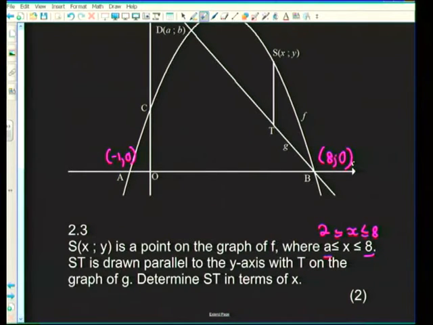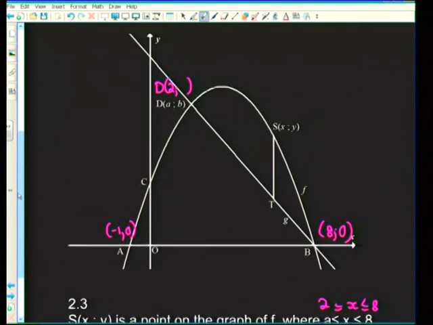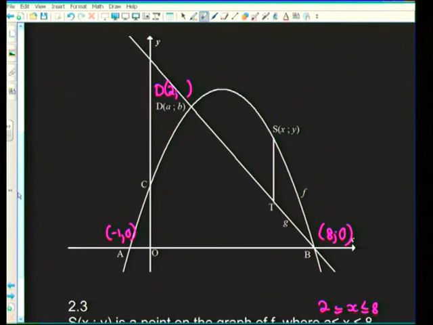SG is drawn parallel to the y-axis with T on the graph of g. Find ST in terms of x. It's 2 marks. We're not going to work too hard for 2 marks, but let's go and have a look at what it says. Right, so there's your ST.